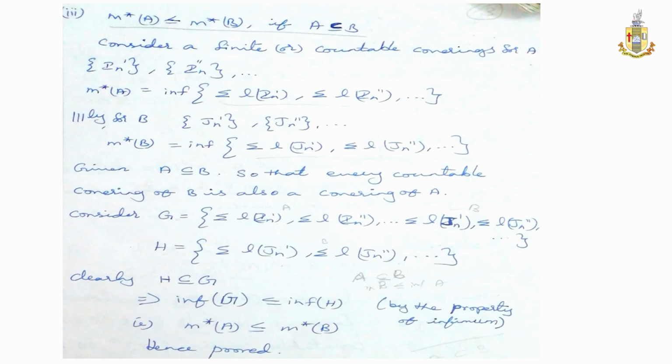So now we are going to consider two sets G and H in such a way that G is equal to summation L of In dash, summation L of In double dash, etc., summation L of Jn dash, summation L of Jn double dash, etc. And the set H is represented as summation L of Jn dash, summation L of Jn double dash, etc. So while seeing these two sets, it's clear that H is contained in or equal to G. From the property of infimum, if A is contained in or equal to B, then the infimum of B is less than or equal to the infimum of A. So using that property here, H is contained in or equal to G means it can be rewritten as the infimum of G is less than or equal to the infimum of H. That is, m star of A is less than or equal to m star of B. So this proves the third portion.